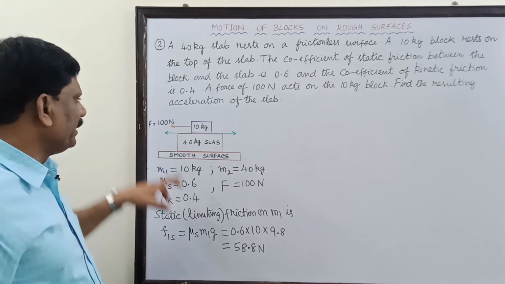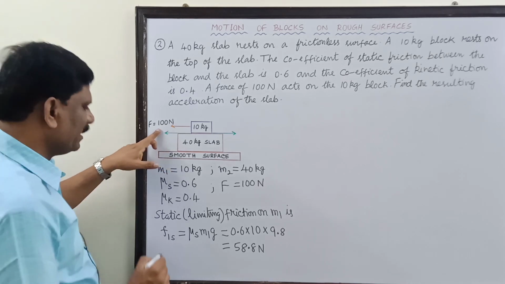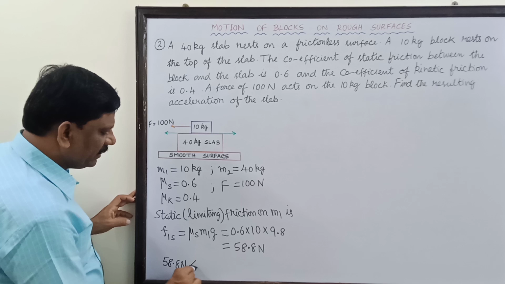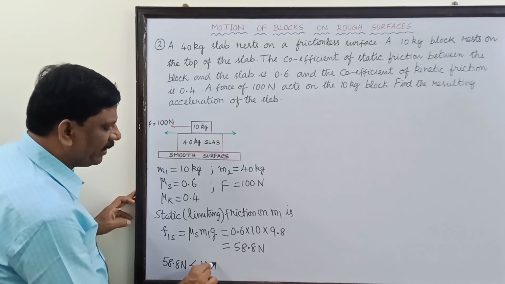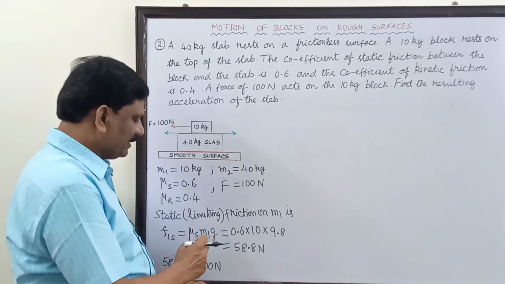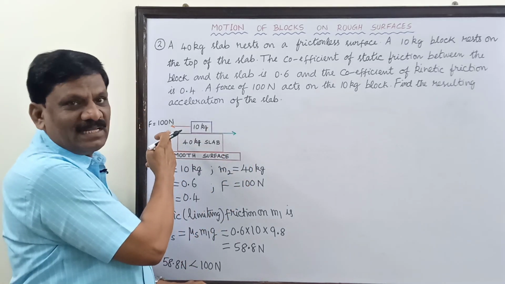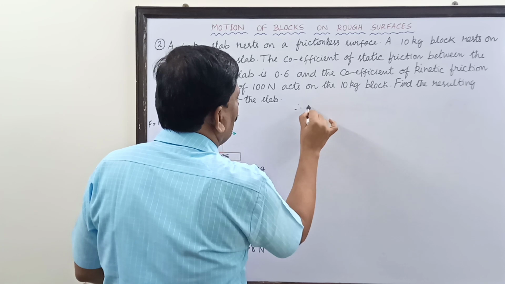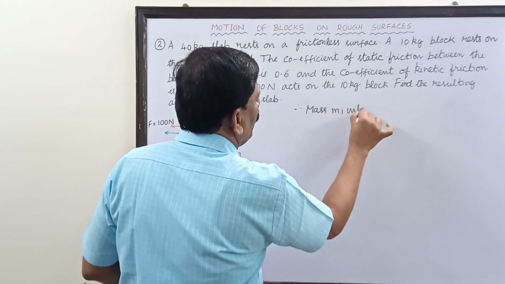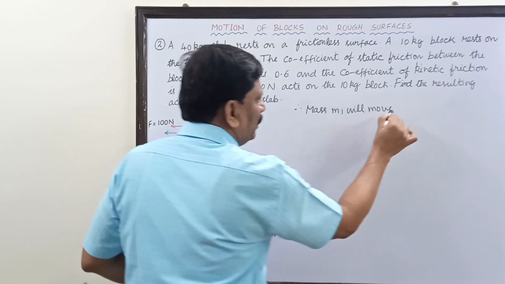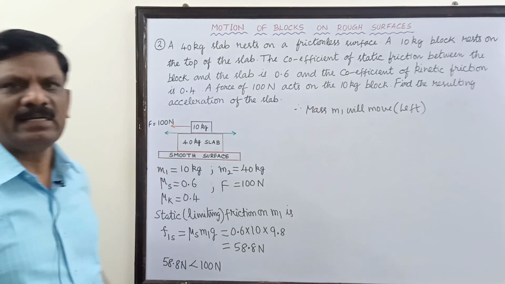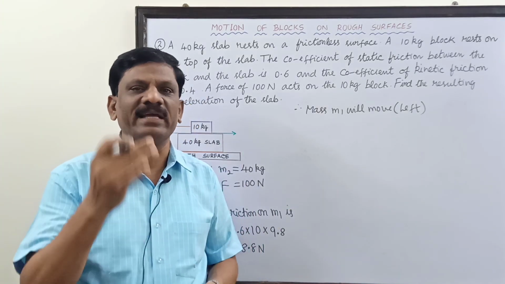So 58.8 Newton is less than 100 Newton. The applied force is greater than the static friction. Therefore, the mass M1 will move towards the left. Now, when the body has started to move, another friction called kinetic friction will come into the picture.